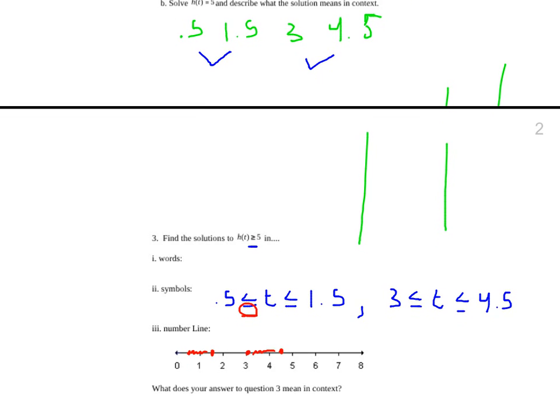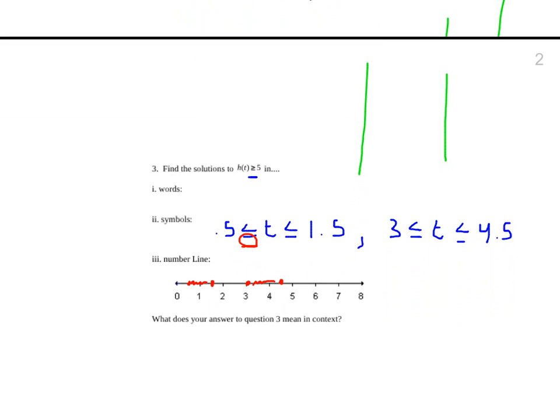And lastly, let's remember what this context means. This means that the squirrel is above a height of 5 feet between 0.5 and 1.5 seconds, as well as between 3 to 4.5 seconds.